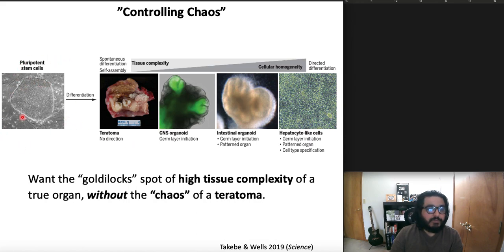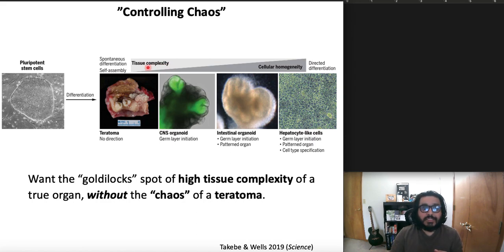But imagine we have some stem cells here, and you differentiate them, and these are 4 possible outcomes that you can get from differentiating stem cells. They range in complexity versus cellular homogeneity. The more complex a tissue is, the more cell types there are, which is what a true organ would be. A true brain would have lots of cell types. It has lots of different neurons, lots of different glial cells, vasculature, microglia. It has all sorts of cell types that make up a true organ.